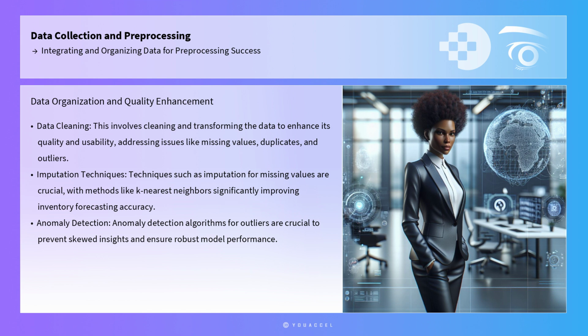This involves cleaning and transforming the data to enhance its quality and usability. Data cleaning addresses issues like missing values, duplicates, and outliers, which, if left unaddressed, can lead to skewed insights and poor model performance. Techniques such as imputation for missing values and anomaly detection algorithms for outliers are crucial. For instance, case studies in the retail supply chain sector have shown that imputation methods, such as k-nearest neighbors, significantly improve inventory forecasting accuracy by filling gaps in sales data.